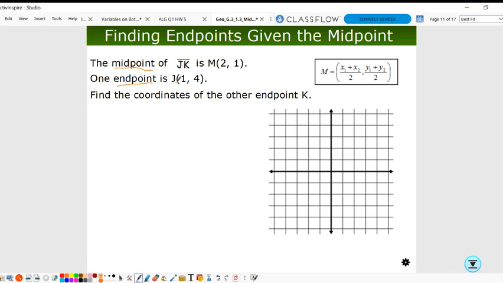So we're going to go ahead and plot J first. It's over 1, up 4. This is J. And we can plot M, which is the midpoint. It's over 2, up 1.